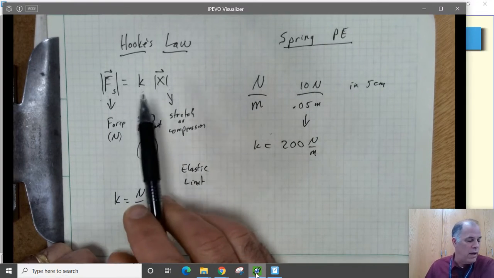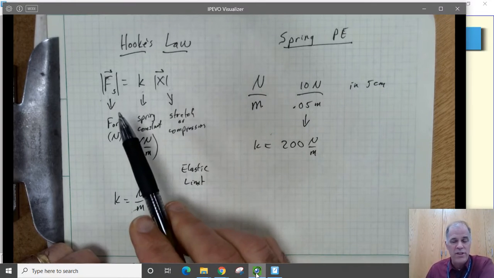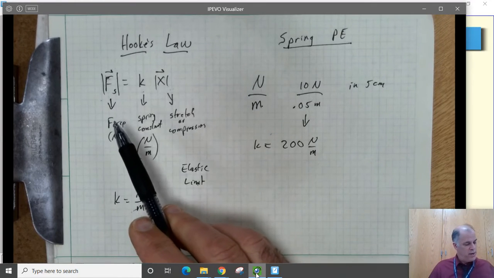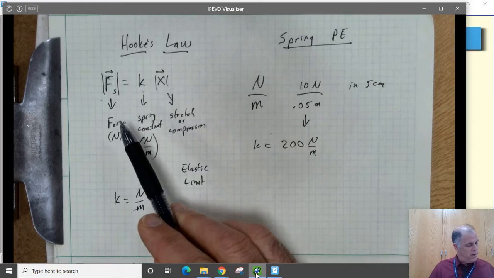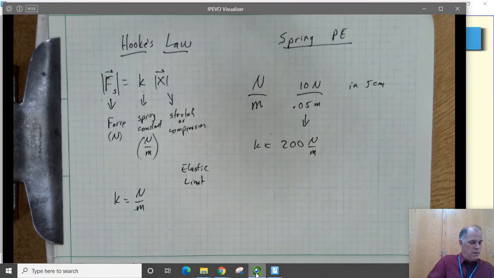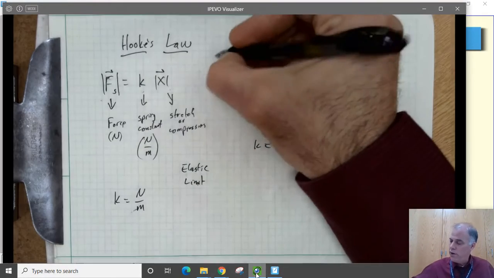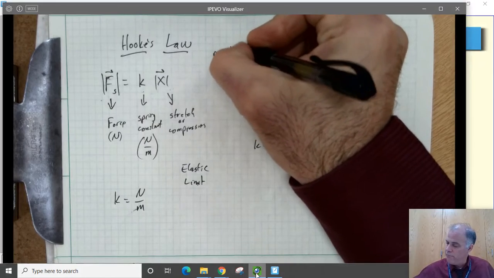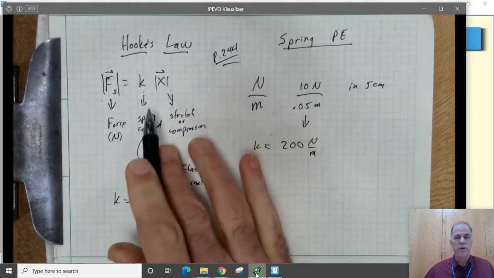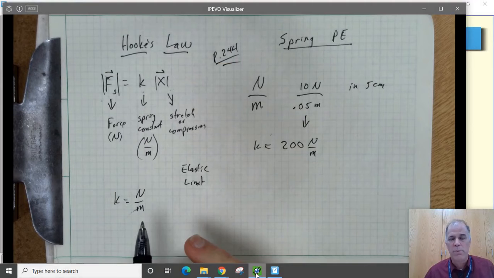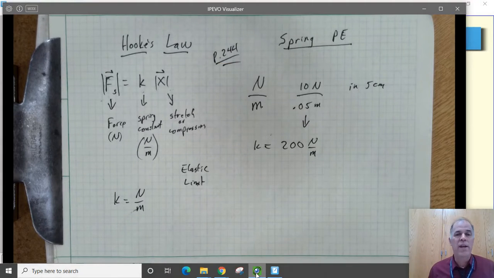Okay, so fairly straightforward thing. You have a couple homework problems where you get to practice that. You have some questions on page 244, and those are the ones that deal with Hooke's law and the spring constant. Okay, now what are we going to do with this?